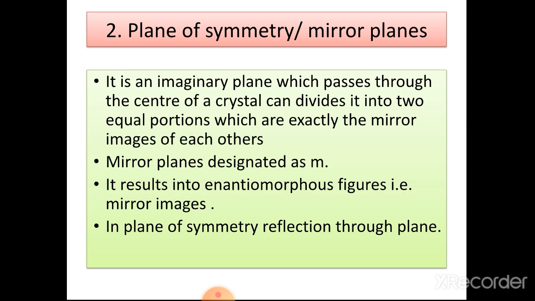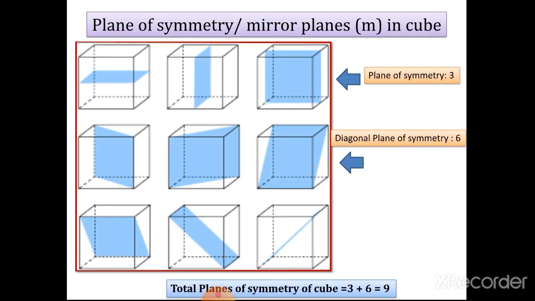But in case of plane of symmetry, we get a second kind of figures. They are called enantiomorphous figures. Enantiomorphous figures means figures which are mirror images of each other. In case of plane of symmetry, the reflection of the crystal is through a plane. Let us see the different mirror planes in case of a cube.